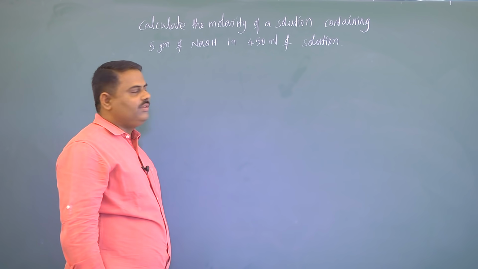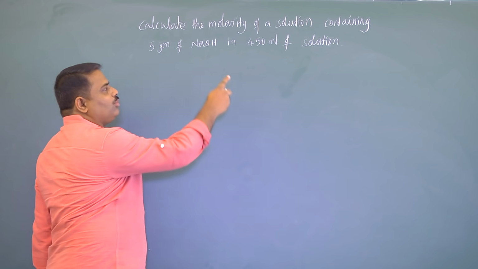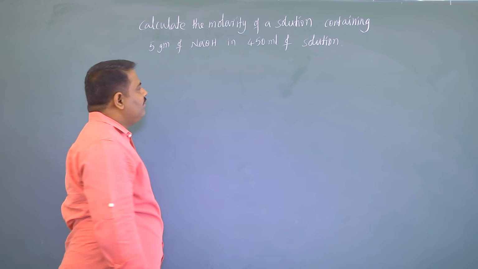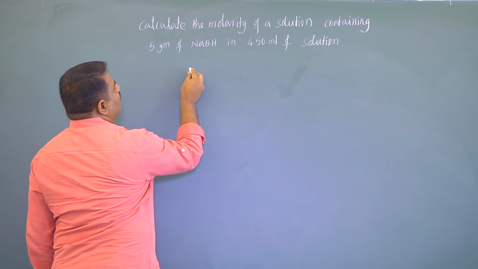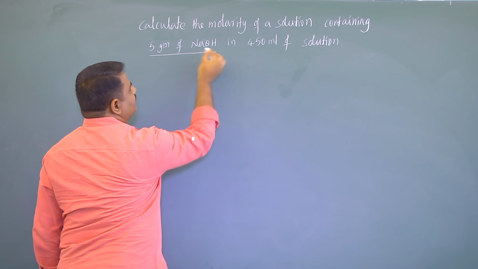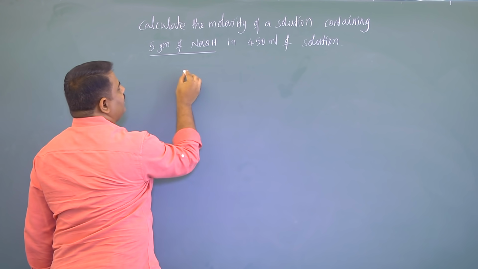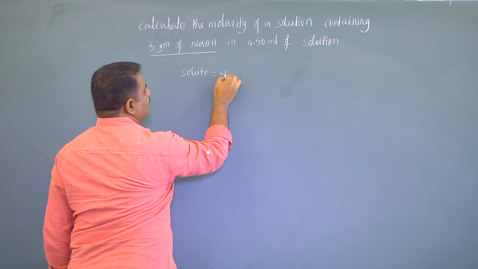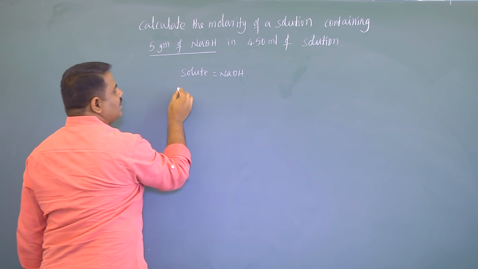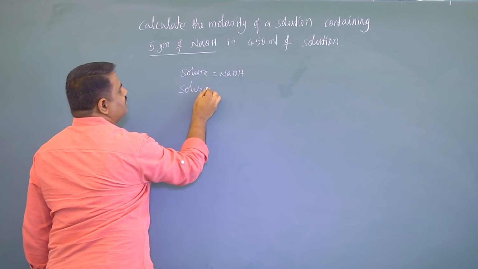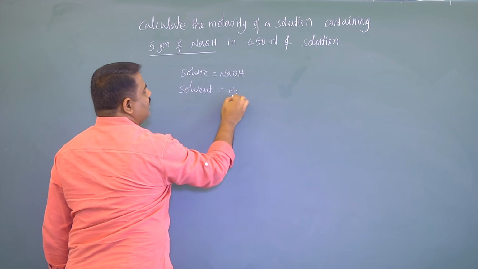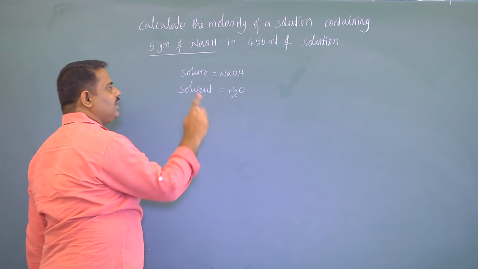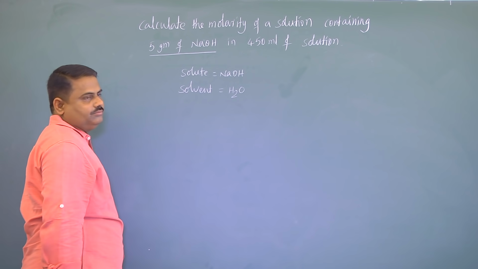So first we have to identify this is a problem regarding molarity. We know that, what is the solute here? Solute is sodium hydroxide. Solvent is water. If the solvent is not mentioned also, we have to consider that as water.